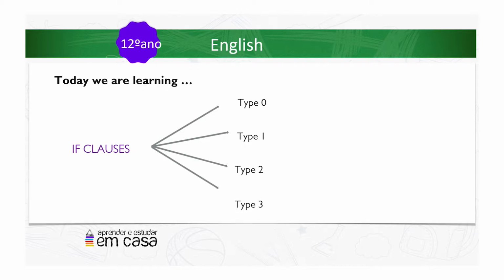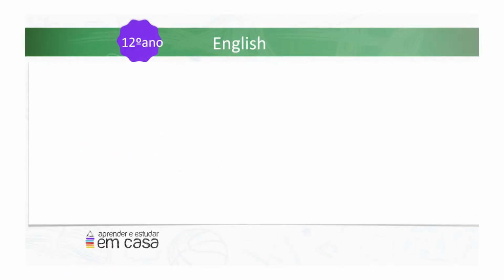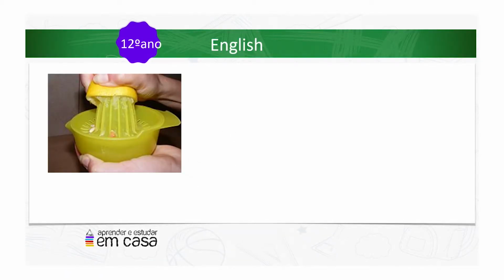So as I told you, there are 4 types of if clauses. They are all similar in a way. They all have the if part or the hypothetical part and the main clause. What do you see here? It's just to show you how it works, how if clauses work.